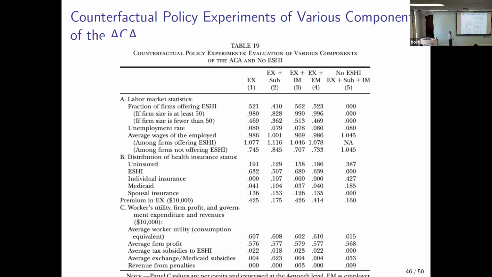Then we get counterfactual quasi-experiments of various components of ACA. Suppose we only have the exchange, or only exchange plus subsidy, exchange plus individual mandate, exchange plus employer mandate, and exchange plus subsidy plus individual mandate, but with no employer-sponsored health insurance for now. We found that employer-sponsored health insurance and ACA complement each other, they are working together. Removing employer-sponsored health insurance is actually going to increase the uninsured rate, right?